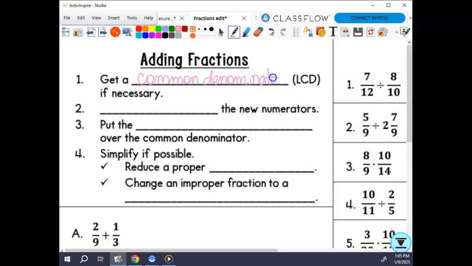And I heard somebody say least common denominator. And yes, that's why there's an L there. There's just not really room to write that. But technically, even if it wasn't the least common denominator, it would still work. You'd just be making your life harder, but it doesn't have to be that. And it does say if necessary.